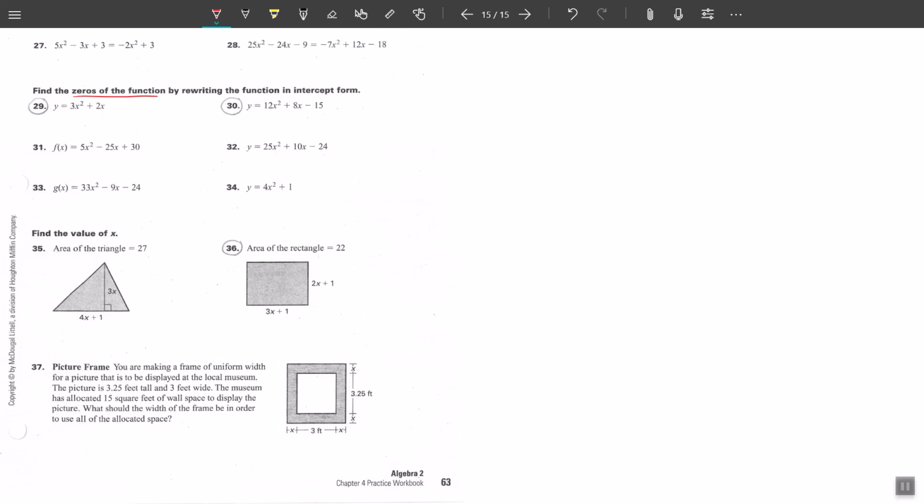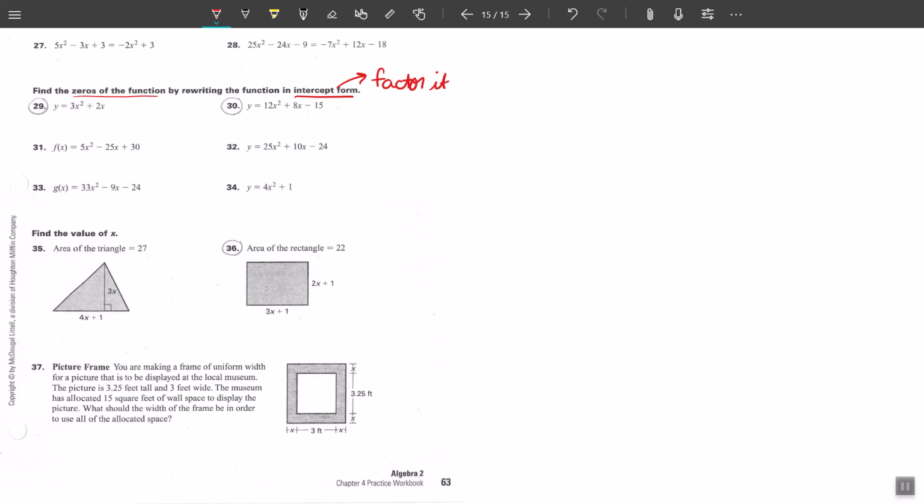Because this should make sense. It's where the parabola, where the quadratic is going to cross the x-axis. So we're looking for the x-intercepts. By rewriting the function in intercept form, well, this just means factor it. When it's in factored form, that's intercept form. That's when we can set both binomials equal to 0, and or a monomial if we have one, which we will in this case.